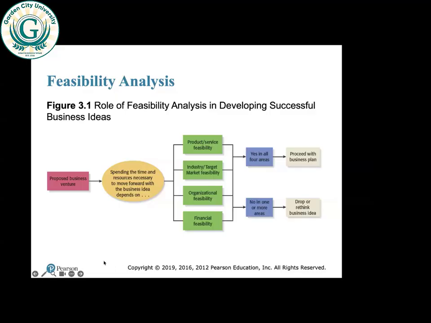Why don't people conduct feasibility analysis? I'm sure even if I ask all of you who have businesses in class right now, none of you have ever thought about this before. Why don't we do that? What are the challenges to conducting feasibility analysis? Any ideas, please?